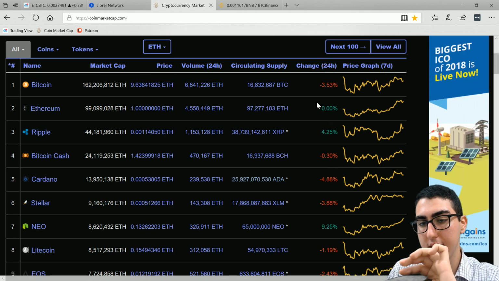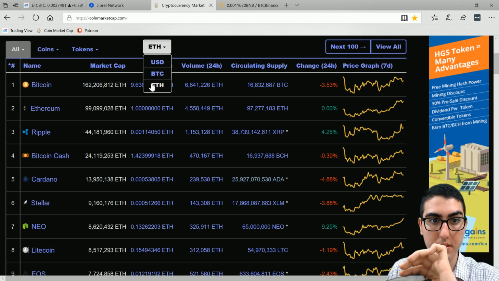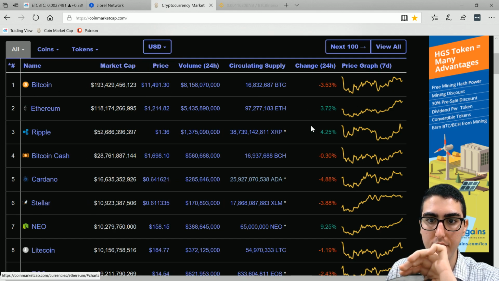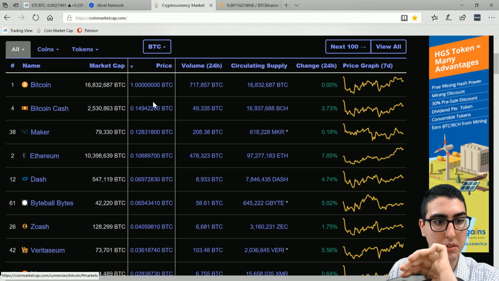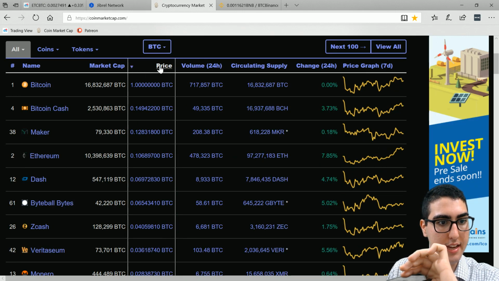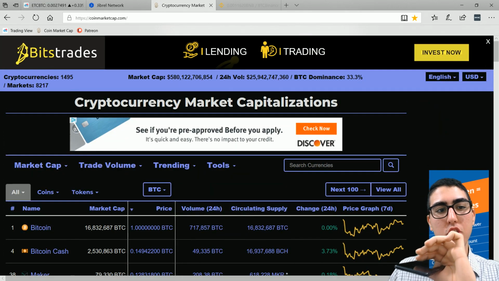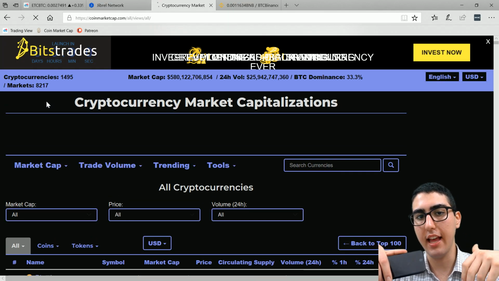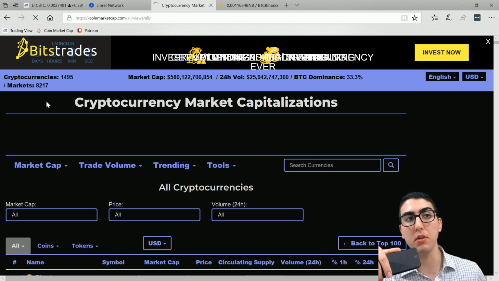What you can also do on CoinMarketCap is, on the top where it says USD, you can actually change this to ETH value, and it will adjust everything to the ETH valuation. So it'll change these percentages on the right to the Ethereum valuation. You can see Ripple is 4.25% up in terms of ETH valuation, but in USD valuation, or if we do BTC valuation, Ripple is at a different valuation. Does that make sense?